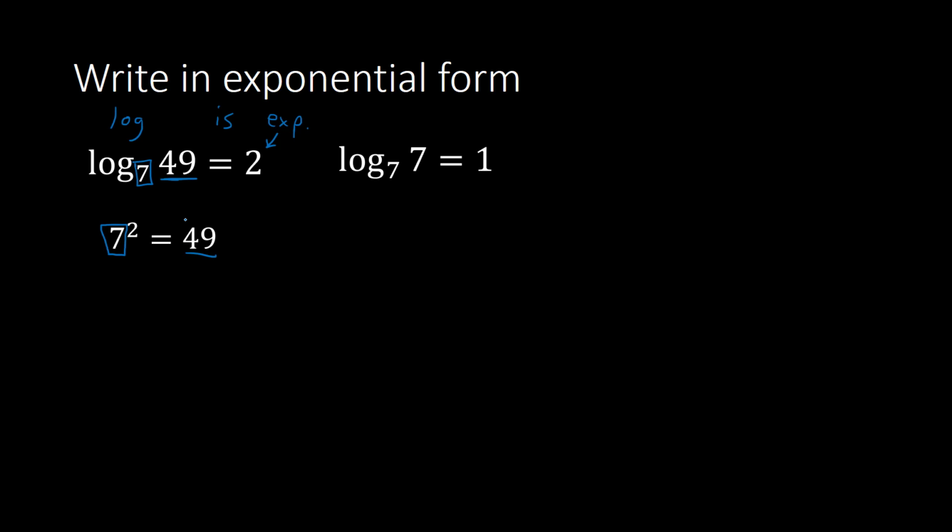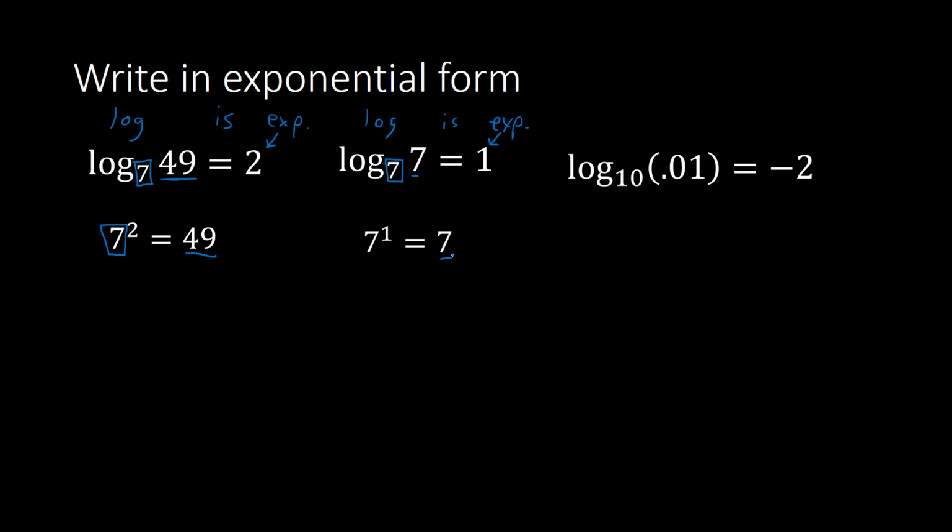Okay, here's another example. Write this in exponential form. Remember, once again, a log is an exponent. Here we see the base is 7, so the base for this one would also be 7. So 7 to some power. Well, the exponent is going to be right here. A log is an exponent. The 1 is going to be your exponent. So we have 7 to the first power equals, and then the other 7 goes on the right side of the equation.